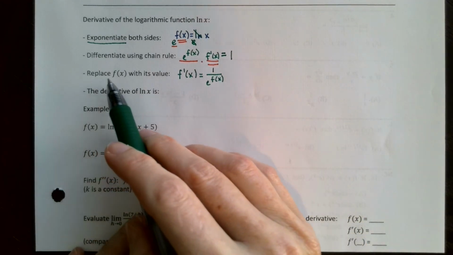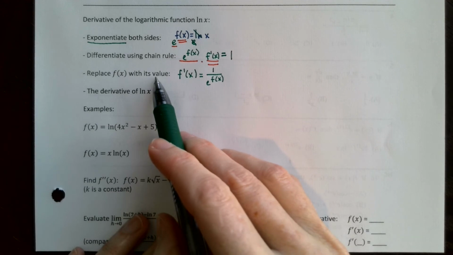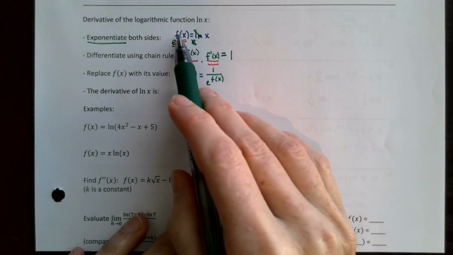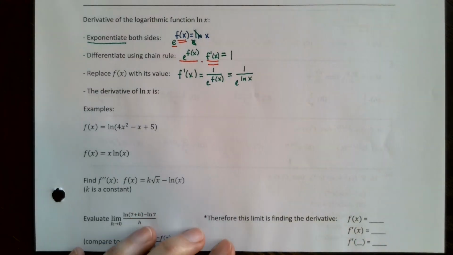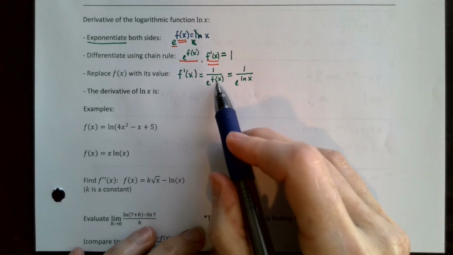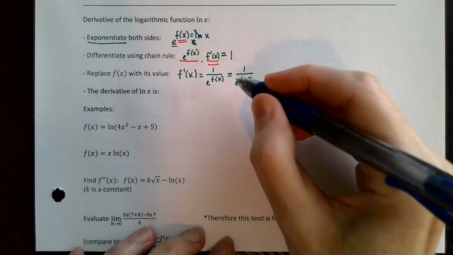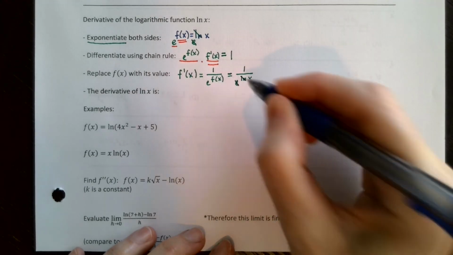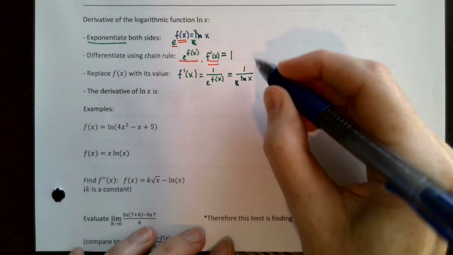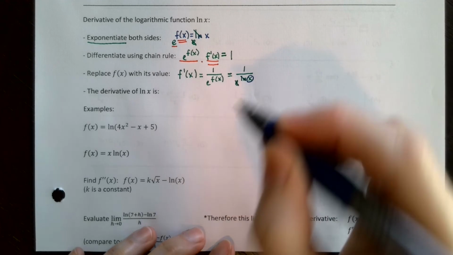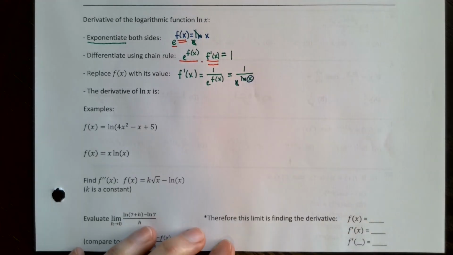Our directions say to replace f of x with its original value, and remember up here in the blue, f of x was the natural log of x. So let's make that substitution in that exponent. When I substitute natural log of x in for f of x, I see that I get another nice cancellation situation here, which kind of rhymes. The e and the ln cancel each other out, and I'm left with just the x in my denominator. So let's write down the final answer.